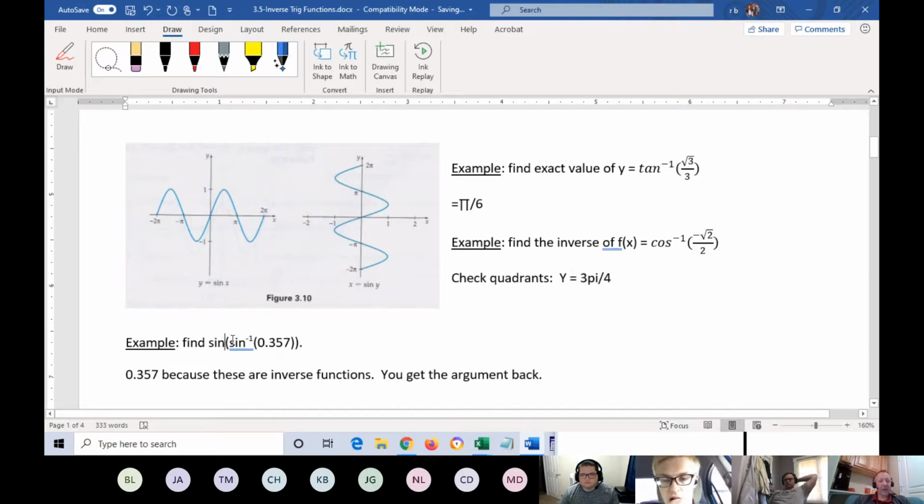Now, if we do the sine of the sine inverse of 0.357, we're just going to get what's in the parentheses again, because essentially the sine and sine inverse are going to cancel each other because they're inverse functions, and you're just going to get x, which in this case is 0.357. You're just going to get the argument back. So does that make sense? Think of it, if this is a square root and you square, you're just going to get your x back.